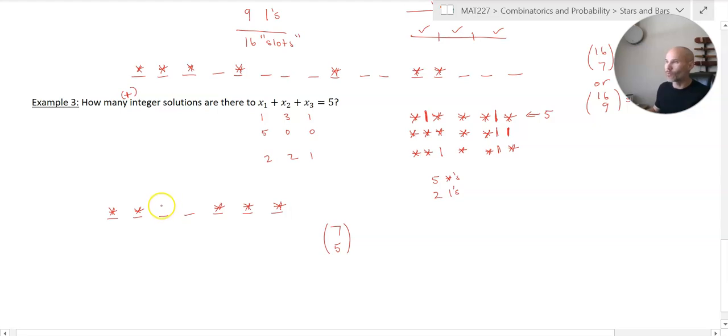And by the way, what would this represent? Well, that would be x1 is equal to 2, x2 is equal to 0, x3 is equal to 3, and x1 plus x2 plus x3 add up to 5. Or you could represent this as 7 combination 2, and you could say, well, I'm going to place down my 2 bars first. How many ways are there for me to do that? And then the remaining 5 are going to get stars, and there's only one way to do that.